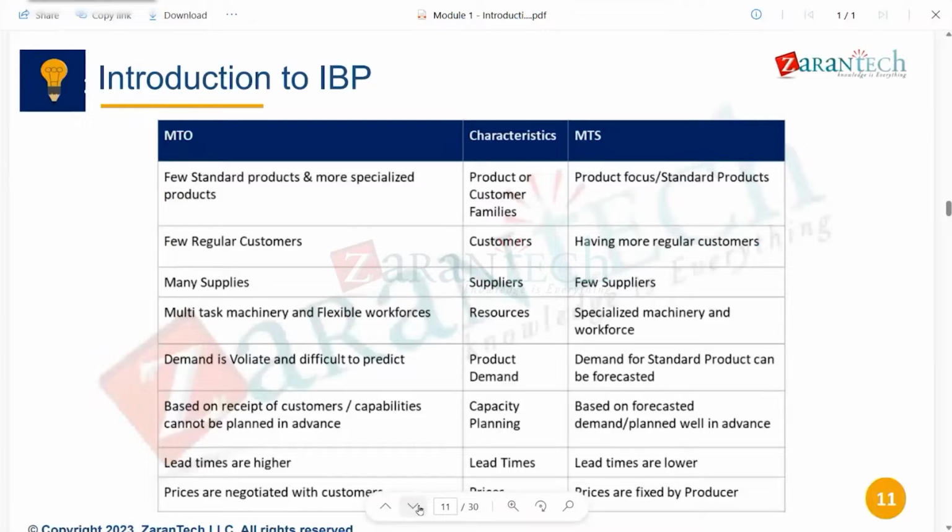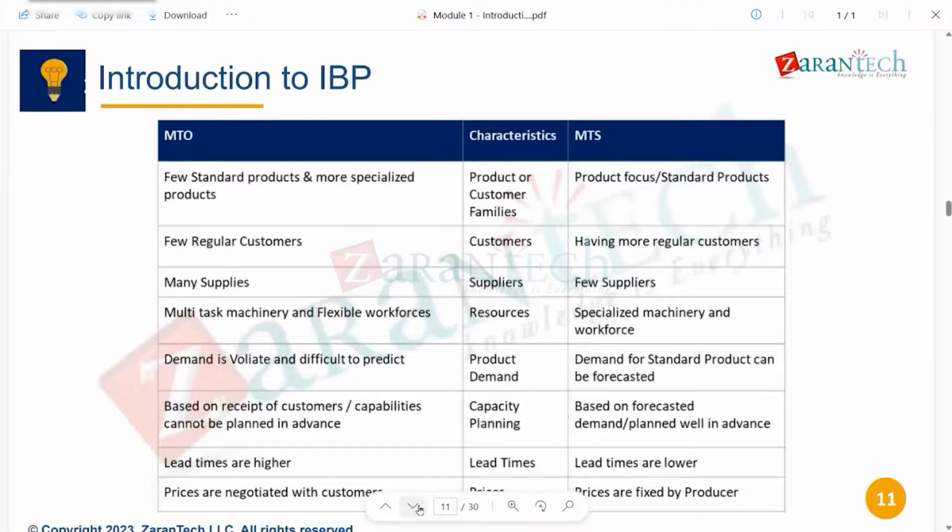Whereas MTS, that is made to stock, works on the product focus and there are a lot of standard products in the portfolio. So that's the characteristics of MTO and MTS with respect to the product and customer family. With respect to the customers, of course, MTO would have a few specialized customers who require very special products, for which they may offer you higher prices, because these are not off-the-shelf products. These are special products.